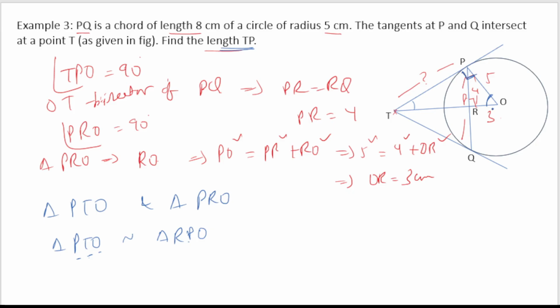Because here it is 90 degrees and angle O is the same, we will take the ratio of the corresponding sides. PO divided by OR is equal to PT divided by RP. So here PO is 5, OR is 3, PT is X, and RP is 4. So X is equal to 20 divided by 3. This is the answer. Next question.